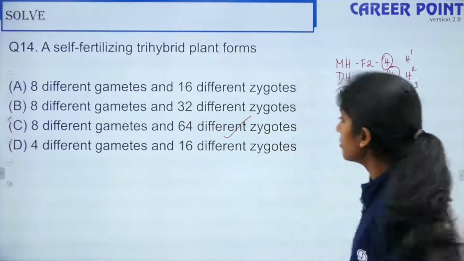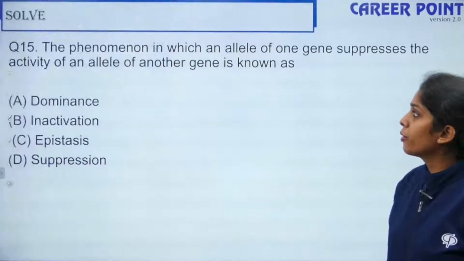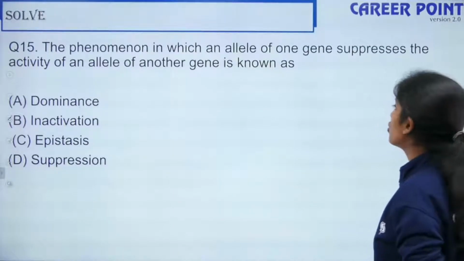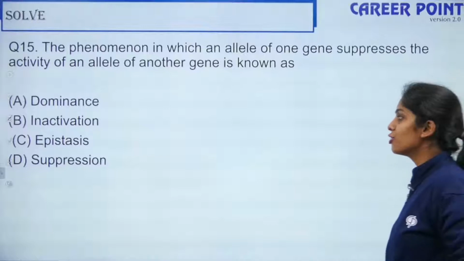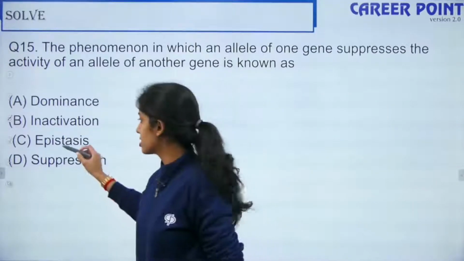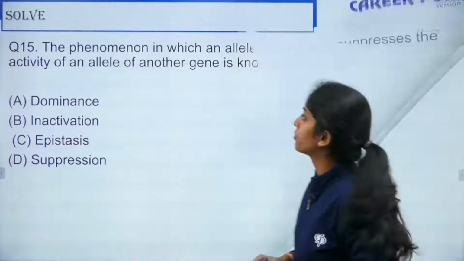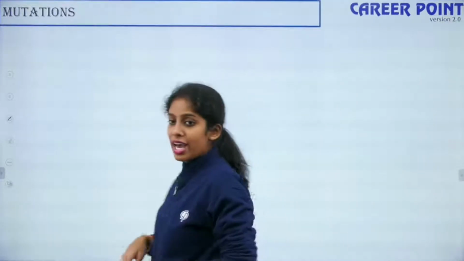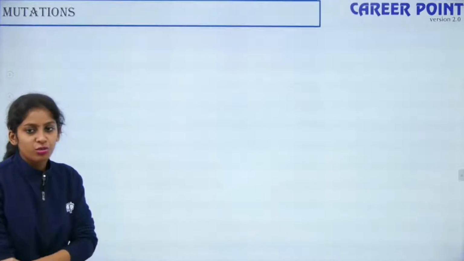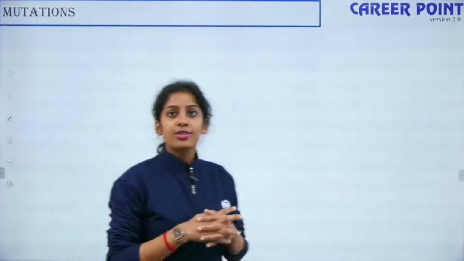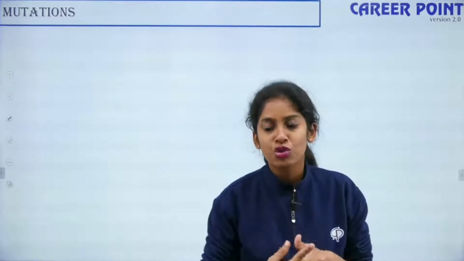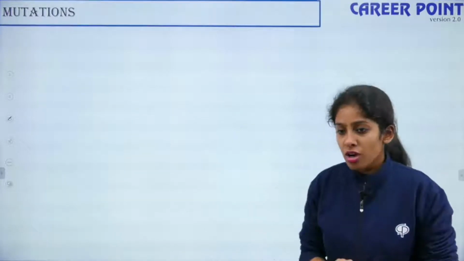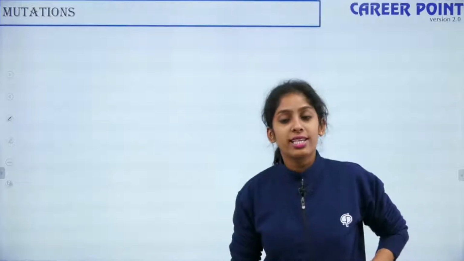Alright? Yeah. So here we go to question number 15. The phenomenon in which an allele of one gene suppresses the activity of another gene is known as epistasis. So this is option C. Yeah, so with this we are done with all the homework questions. So I have solved all the homework questions for you. So I guess inheritance of one gene, inheritance of 2 genes, linkage, sex determination, all that is clear. So we are going to talk about one small portion today, that is mutation.